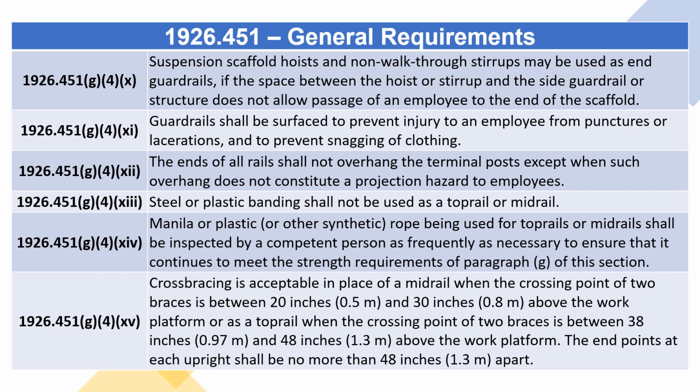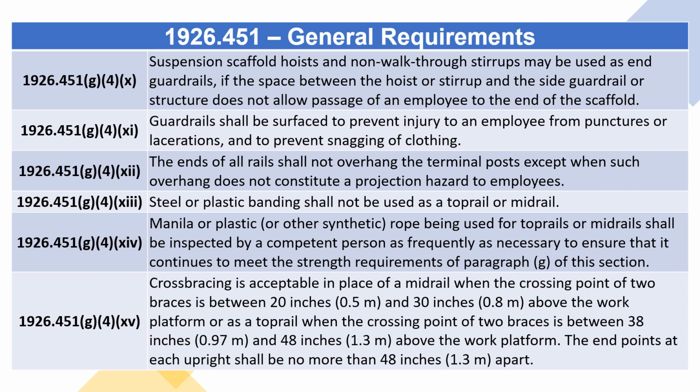1926.451(g)(4)(xi) through 1926.451(g)(4)(xv). Guardrails shall be surfaced to prevent injury to an employee from punctures or lacerations, and to prevent snagging of clothing. The ends of all rails shall not overhang the terminal posts except when such overhang does not constitute a projection hazard to employees.